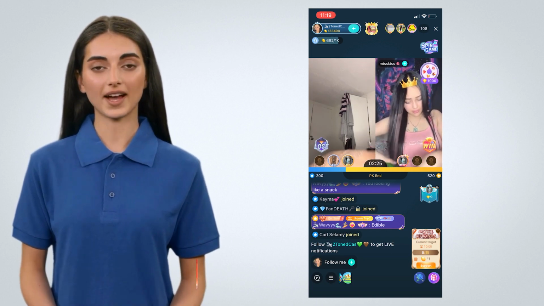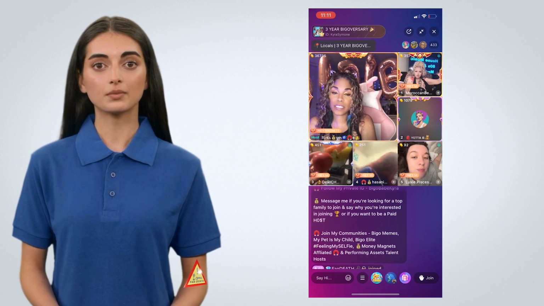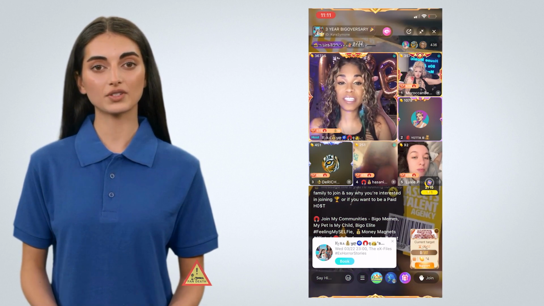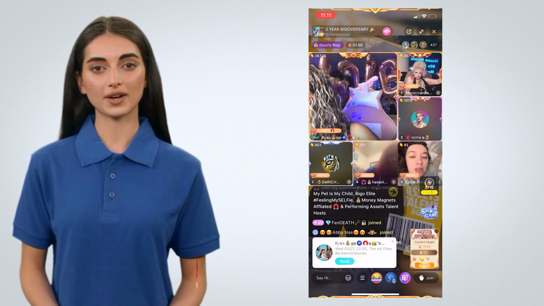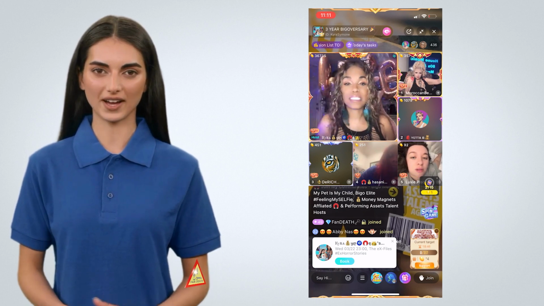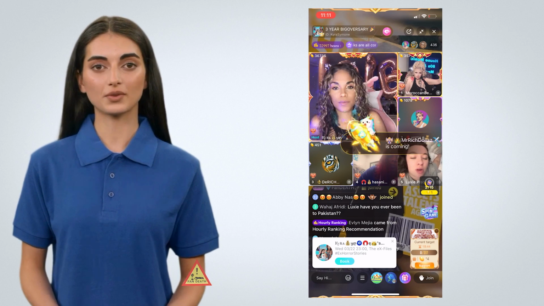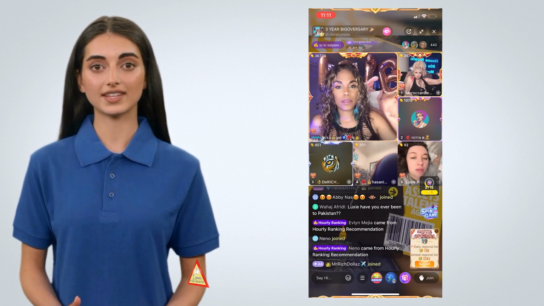Next is joining a panel or multi-live. The multi-live feature in the app allows you to have other people join you and be a part of your live. You can have up to 11 other people be a part of your multi-live, which creates an opportunity for a really interactive experience and live discussions.